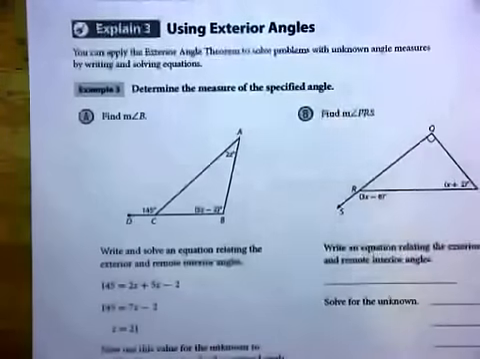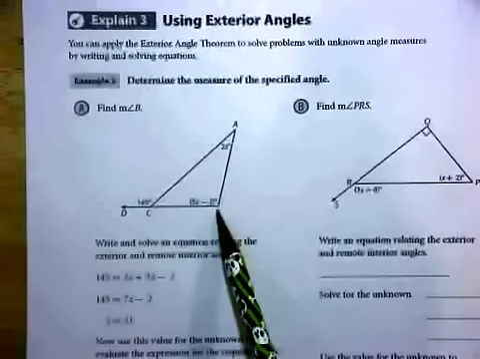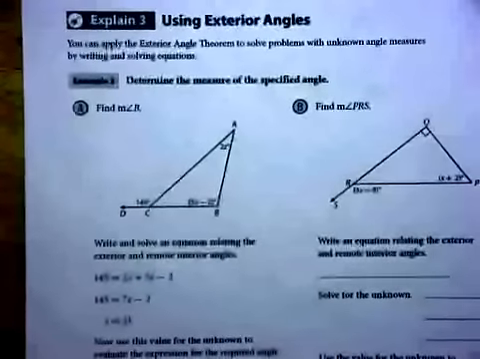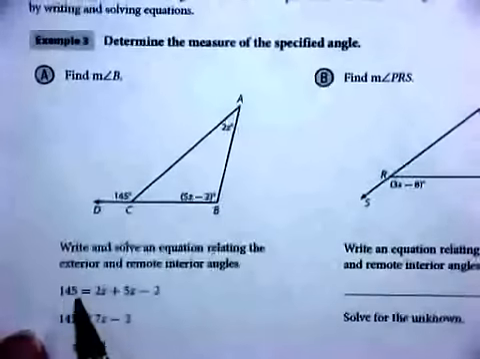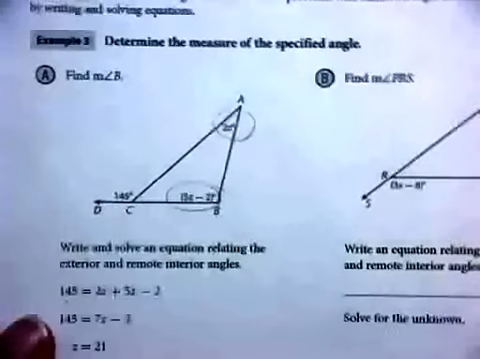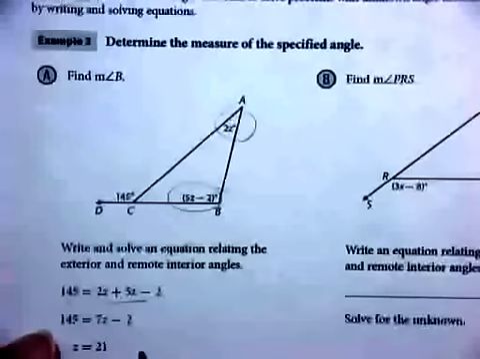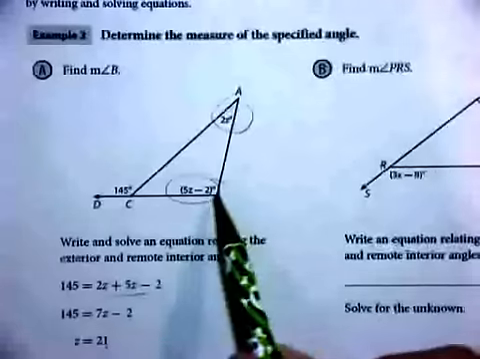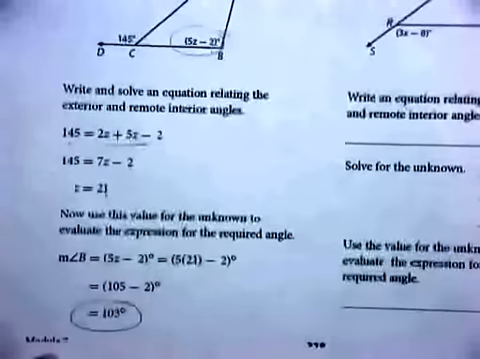So let's use exterior angles to solve a couple of problems. In example 3, part A, they're asking to find the measure of angle B, so make sure that you realize we're finding the measure of an angle. We're not just solving for x. So we know that this exterior angle equals these two remote interior angles added together, so that's what they did here. And then they simplified, they combined these like terms, and then they solved. So then they took that 21 and plugged it in for angle B, and they found that the measure of angle B was 103.